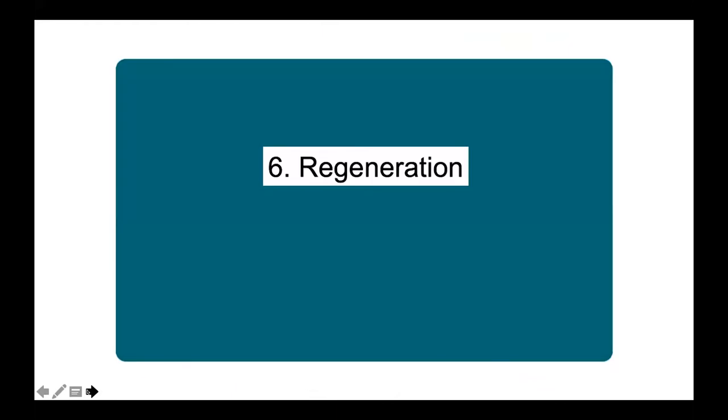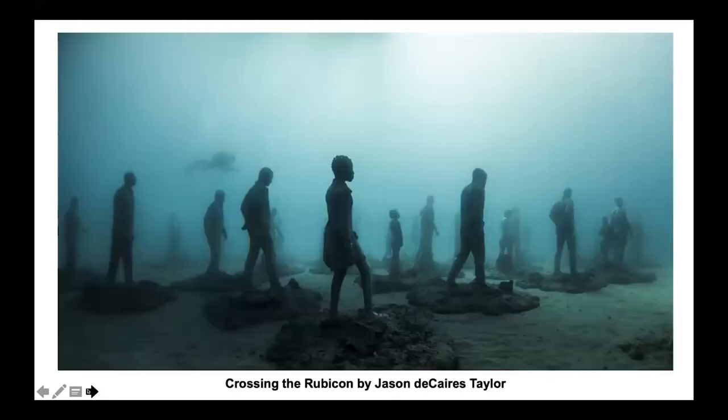The final connection I'd like to highlight is regeneration. And I think Jason mentioned it earlier. And I think Crossing the Rubicon is a great sculptural installation to highlight this, right? Because it combines the potential of humanity to regenerate through innovation, through technology, through a symbiotic relationship with nature, while also highlighting that we are in fact on a precipice. We are at a threshold where the tipping points are real.